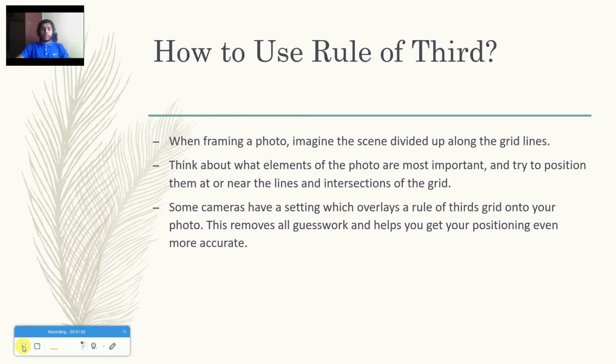Some cameras which have LCD screens on it have a setting which overlays a rule of third grids onto your photo. This removes all guesswork and helps you get your positioning even more accurate. By this way, you don't have to imagine those grid lines, which makes your work easier and gets your positioning even more accurate.